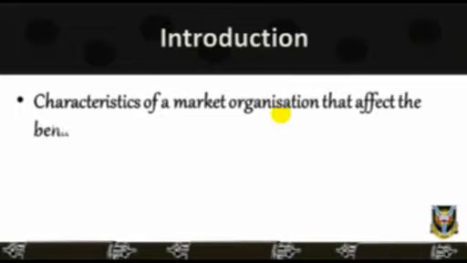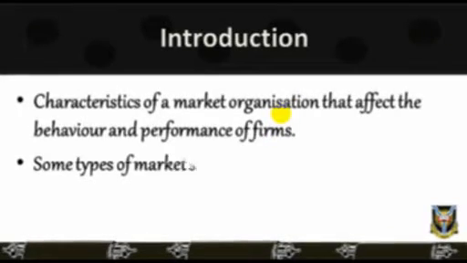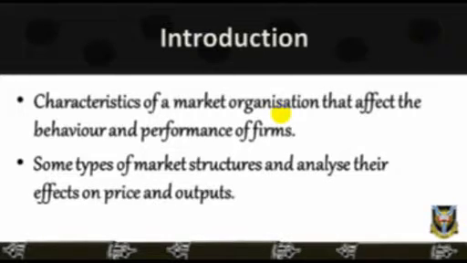Introduction. The term market structure states those characteristics of a market organization that affect the behavior and performance of firms. The number of sellers and the nature of the product are the most significant dimensions of any market structure. Furthermore, price determination and levels of output are very much affected by the nature and operations of the market. Here, we shall classify and discuss some types of market structures and analyze their effects on price and outputs.